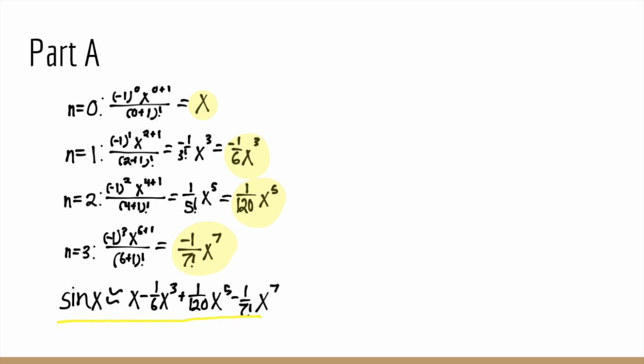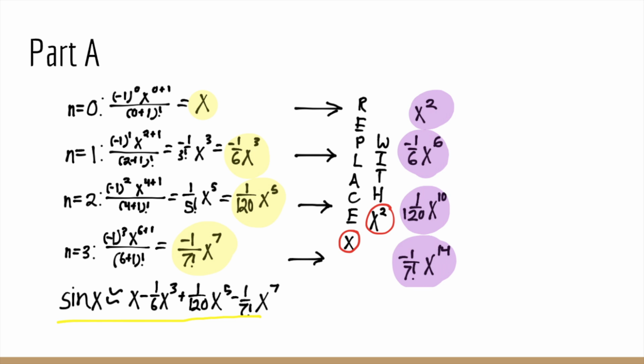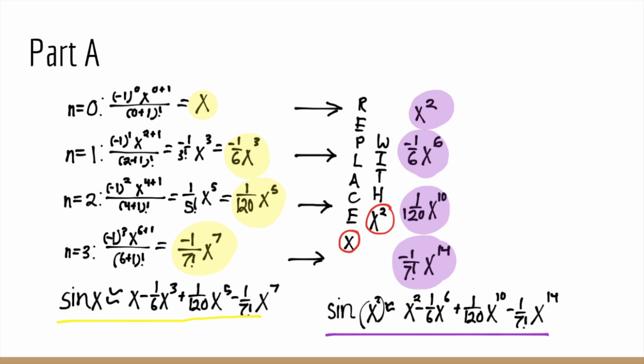Now the question asks you to find the four-term approximation of sine of x squared. So you should save yourself some work here and really just change every x that you have to x squared. X becomes x squared, -1/6 x cubed becomes -1/6 x to the 6th, 1 over 120 x to the 5th becomes 1 over 120 x to the 10th, and -1 over 7 factorial x to the 7th becomes -1 over 7 factorial x to the 14th. Once we put the four together, we'll have the four-term approximation for sine of x squared, and that's the one that you see right there.